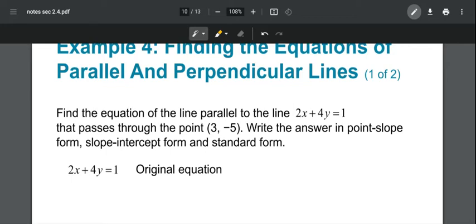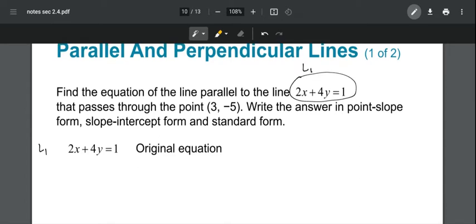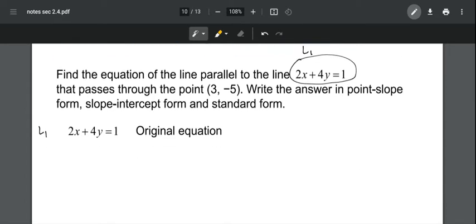Okay. So this is what is given. Original equation, this is line 1. And we need to find the equation of the line which will be parallel to line 1. So that means we have to create the equation of the line which will have the same slope. Okay, so first what we're going to do, we're going to find the slope of the original equation, which means rewrite it in slope-intercept form.